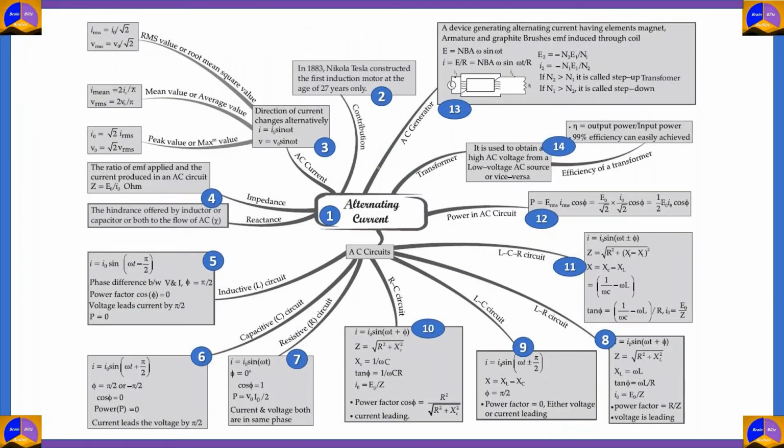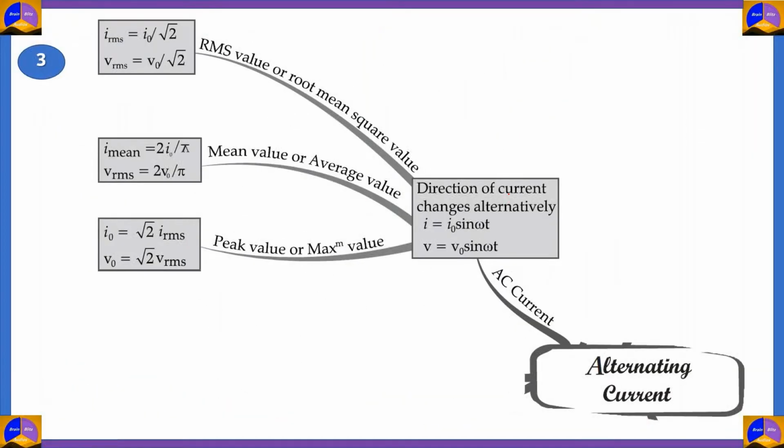So that's the contribution. Let's look in some more detail at the AC current itself. What is AC or alternating current? So the main property of AC current is that the direction of the current changes alternatively. So that's its main difference. So in DC, it usually existed in one single direction.